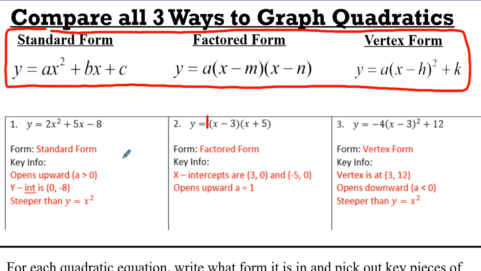So this first one is in standard form. What do I know if it's in standard form? I know that the y-intercept is negative 8. I know that it opens upward because it's a 2, and because it's bigger than 1, it's going to be steeper. So those are the pieces of information I get from standard form.